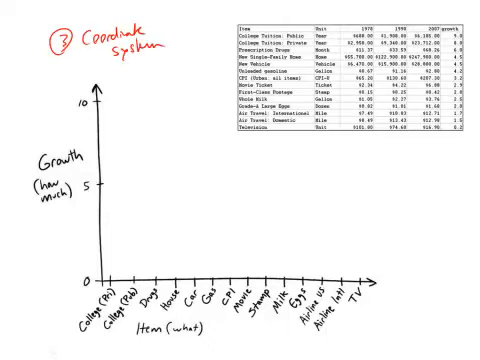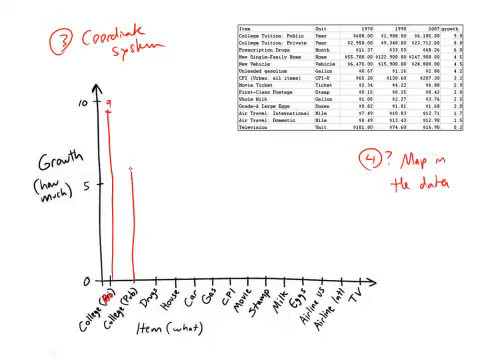Anybody remember what step number 4 was? Step number 4 was map in the data. So let's do that again. We've already started it a little bit, but as we remember, college public, oh, it looks like I got this backwards. College public has gone up 9 times. College private has gone up 8 times. Prescription drugs have gone up 6 times. The price of a single family home has gone up 4.5 times, just under 5.